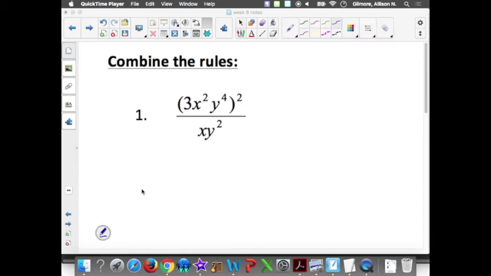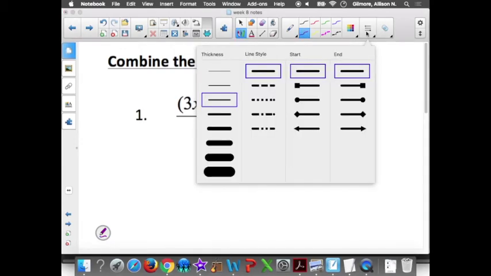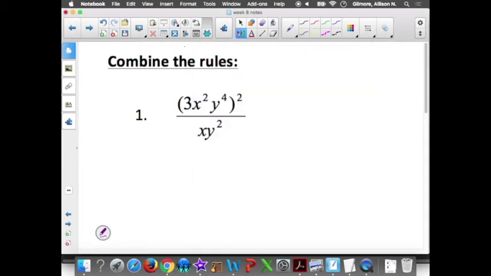Finally, we're going to do 4 problems where we combine the rules together. So example number 1, let's start with the numerator. We have a product raised to a power. So if you recall, we're going to distribute our exponent of 2. We're going to distribute that to the 3, to the x squared, and to the y to the 4th. So that gives us 3 squared, x squared to the 2nd power, which means multiply, and y to the 4th power squared, which again we multiply.